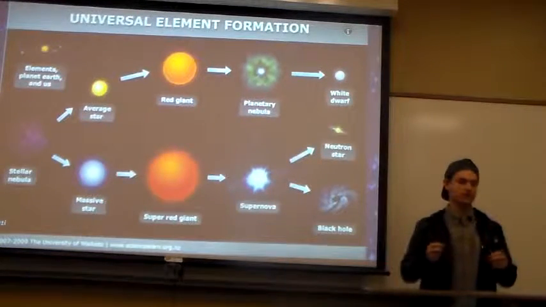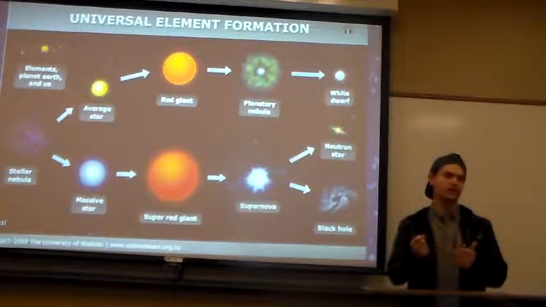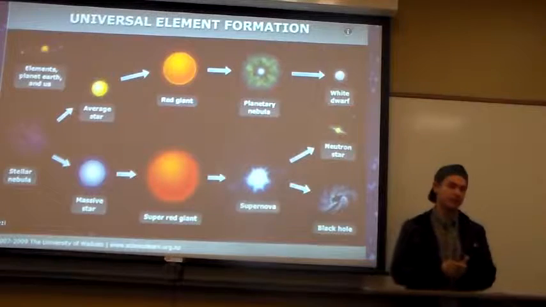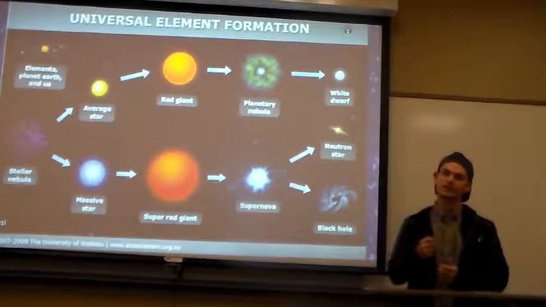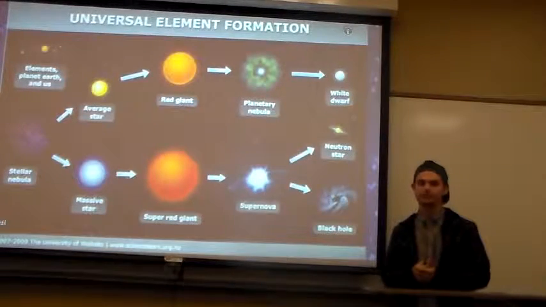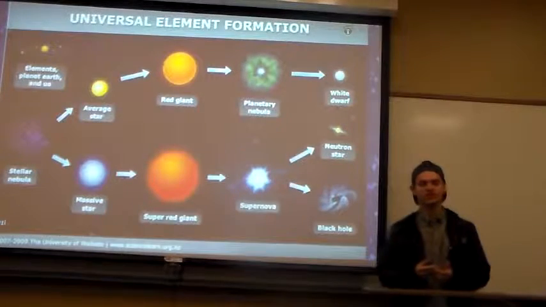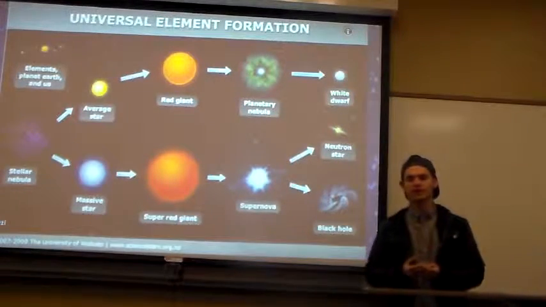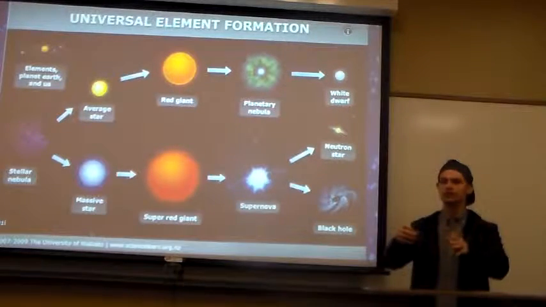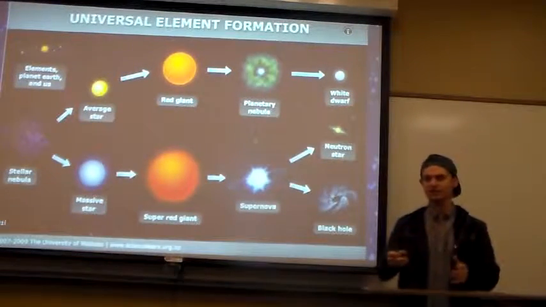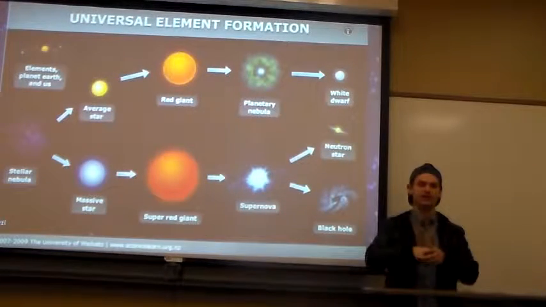It's going to start fusing its helium. It can't do this for very long because our sun is surprisingly very small compared to other stars in the universe. The heavier ones become black holes and neutron stars. When a supermassive star becomes a black hole, it runs out of energy, which is the nuclear fusion, and it's just going to collapse in on itself.